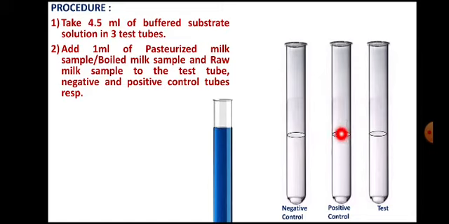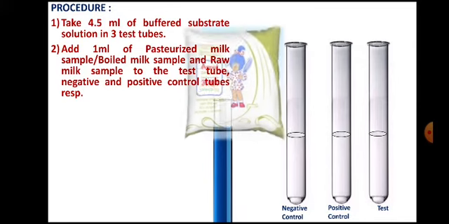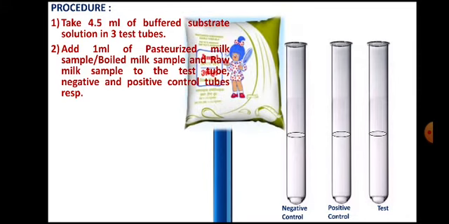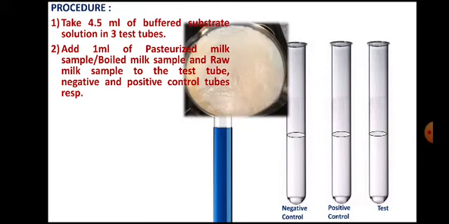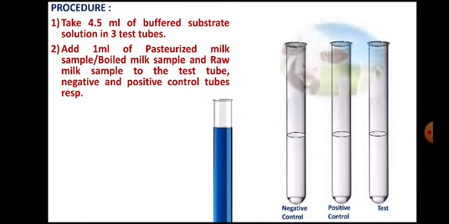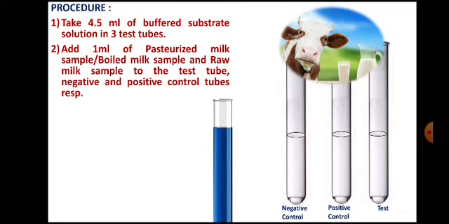This is positive control. This means that we have to add 1 ml of raw milk in which phosphatase enzyme is present, and in this test tube we have to add 1 ml of test milk sample, means the milk sample which is under test. So we have negative control, positive control, and test. So after addition, pasteurized milk or boiled milk in negative control, then raw milk in positive.